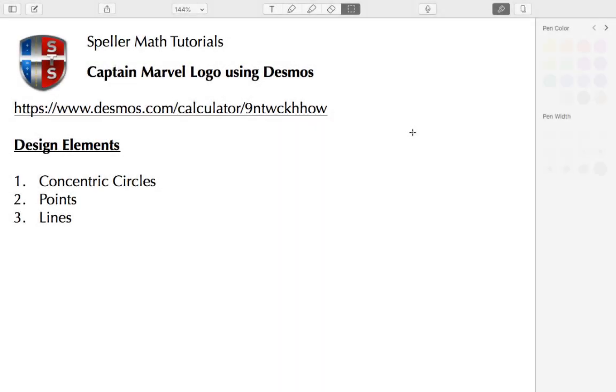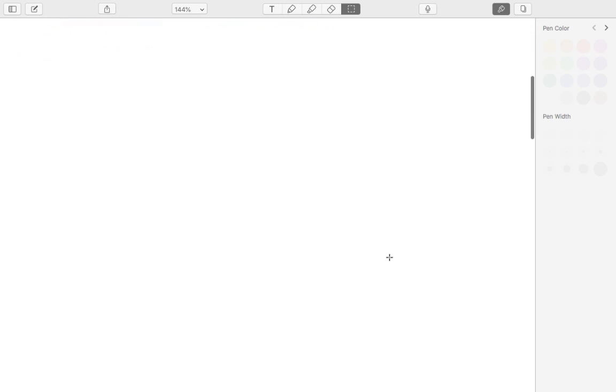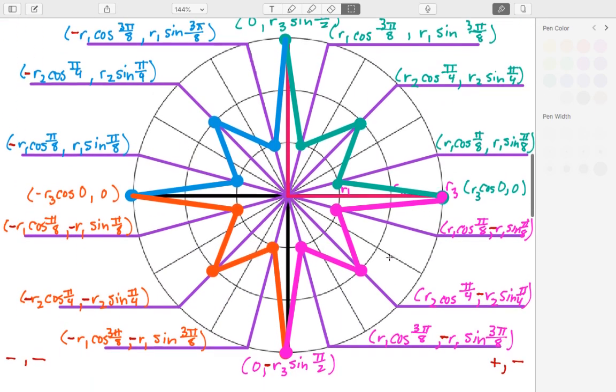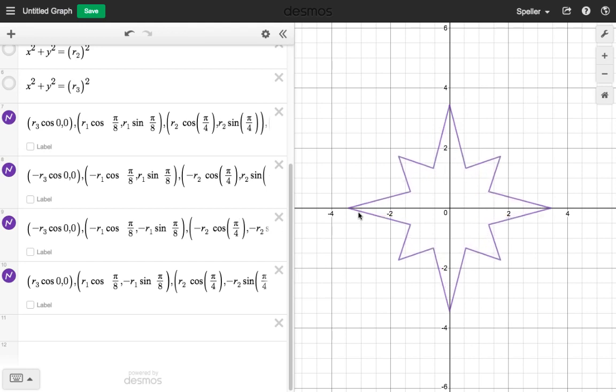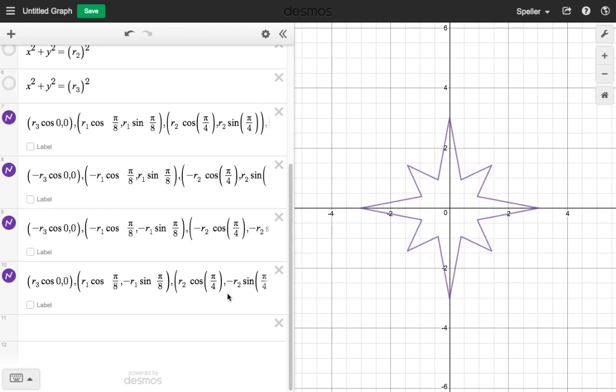Design element 3 is connecting the lines, or connecting the points. What we want to do is connect each one of these points to their opposite. So let's go ahead and take a look at that. Let's begin by doing the horizontal and vertical lines.